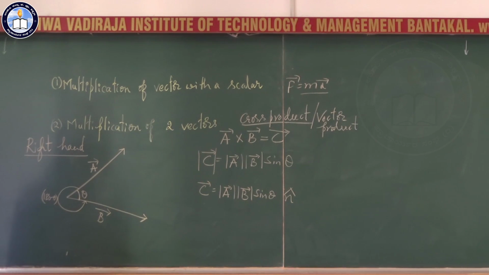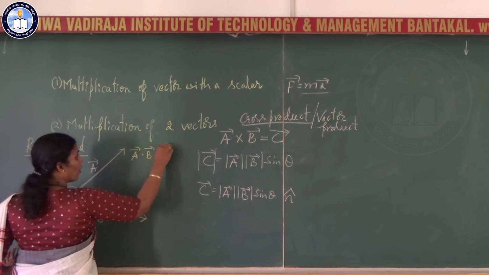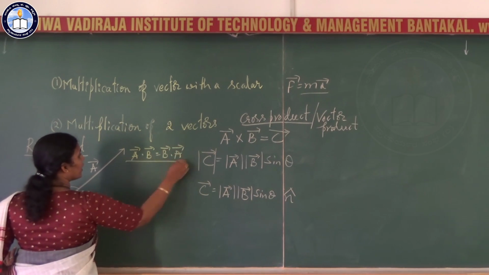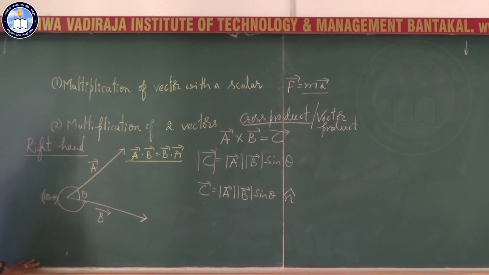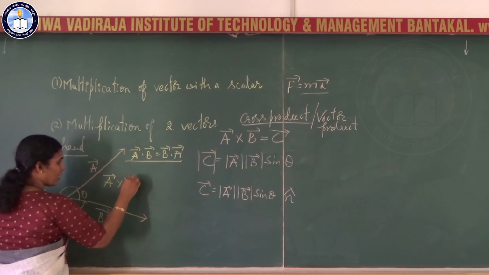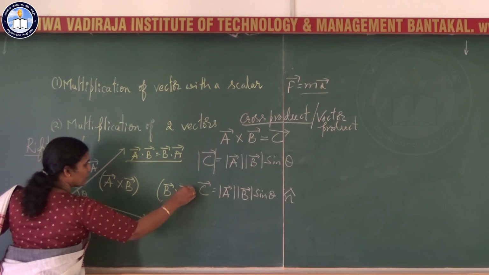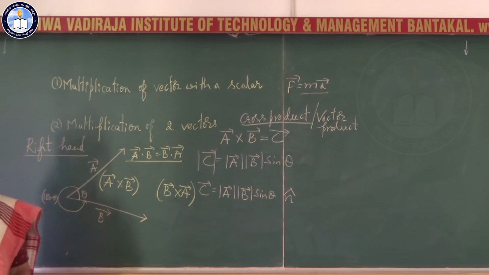See, during scalar multiplication you have seen A dot B equal to B dot A. We called it to be a commutative property. We said the scalar product to be commutative. What about the vector product? We will see whether the vector product is commutative or not. If the vector product is commutative, then what is the relation between A vector cross B vector and B vector cross A vector, we will see whether they are equal or not.